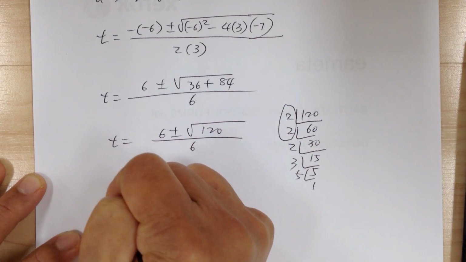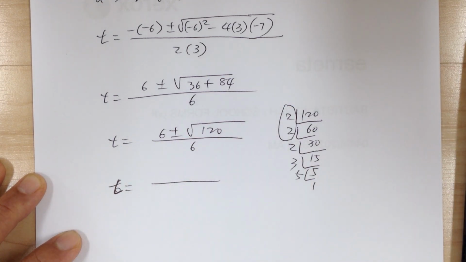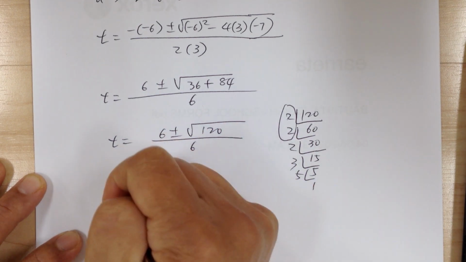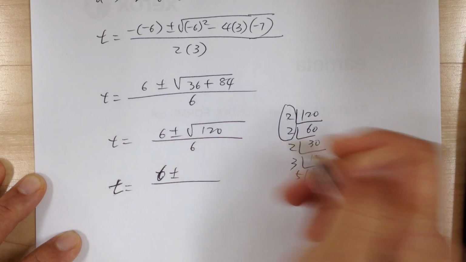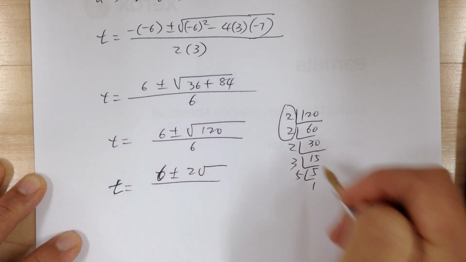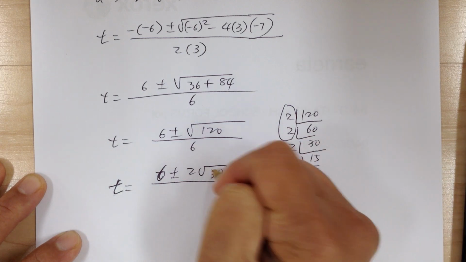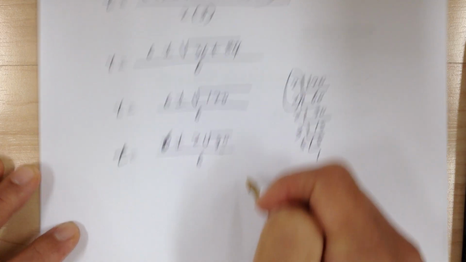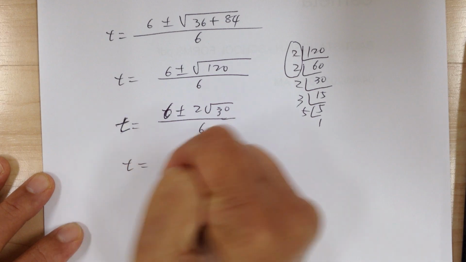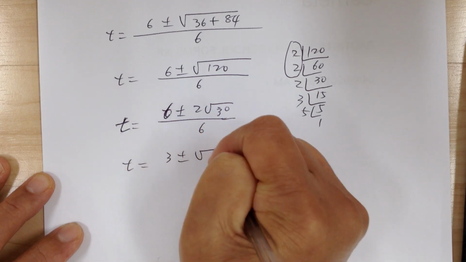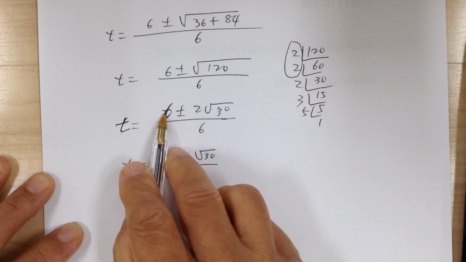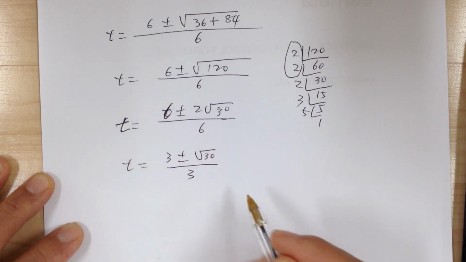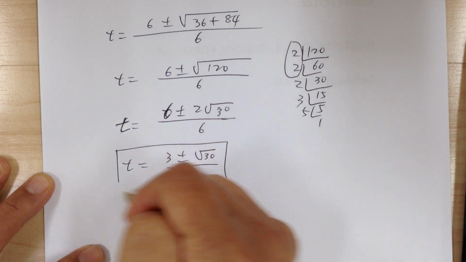And so only this one can come out. So t equal to 6 plus or minus, this would be 2 square root of 30 over 6. Dividing by 2, so t equal to 3 plus or minus square root of 30 over 3. So again, make sure you divide this by 2, by 2, by 2. Okay? So that's your exact answer.